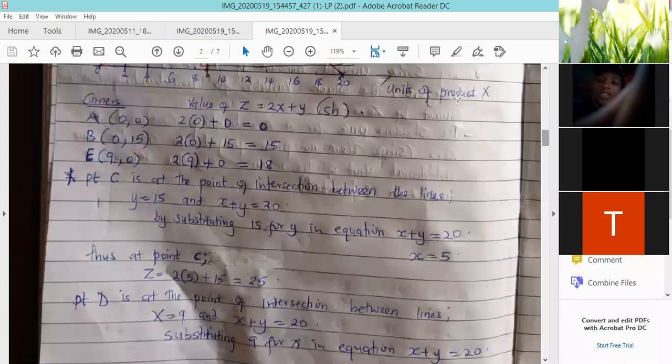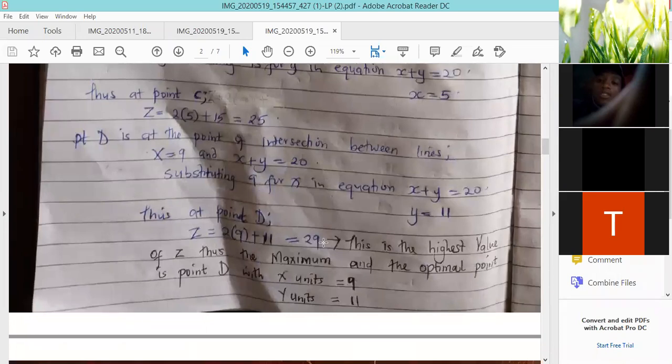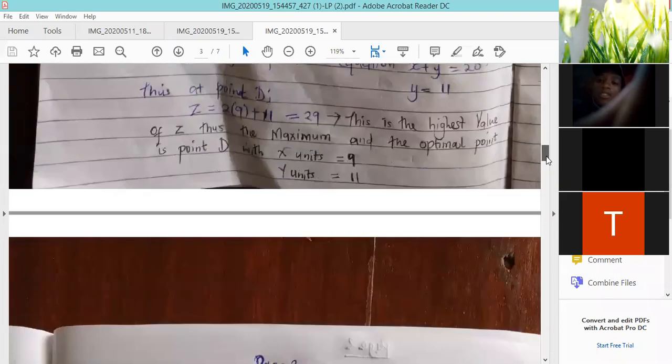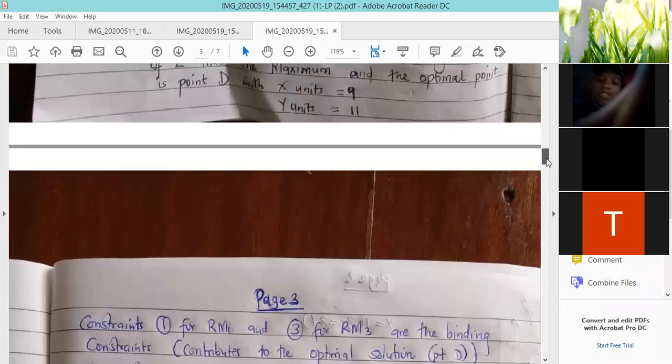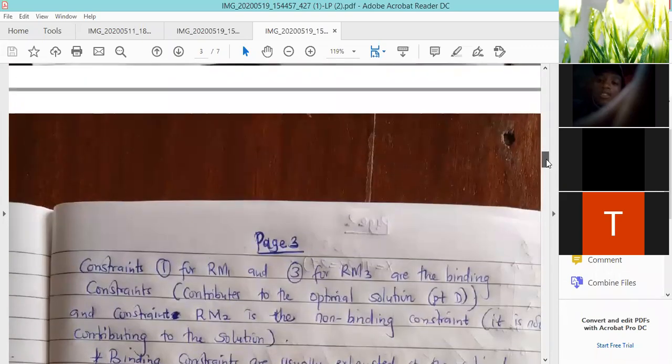You now pick, do I pick 0, 15, 18? Do I pick 25? Or do I pick this other value, which is coming to what? 29. And in our case, 29 being the highest, it gives us the optimal value, with now the solutions to x units and the y units being 9 units as well as the 11 units respectively.